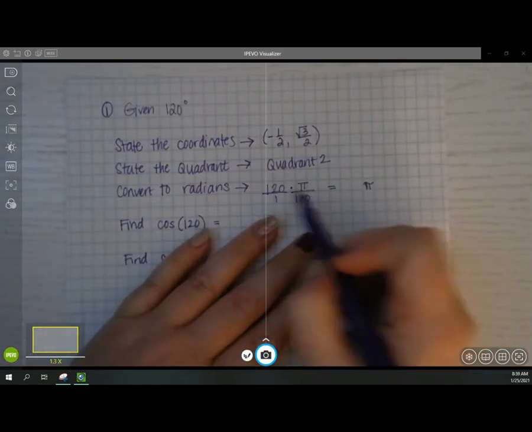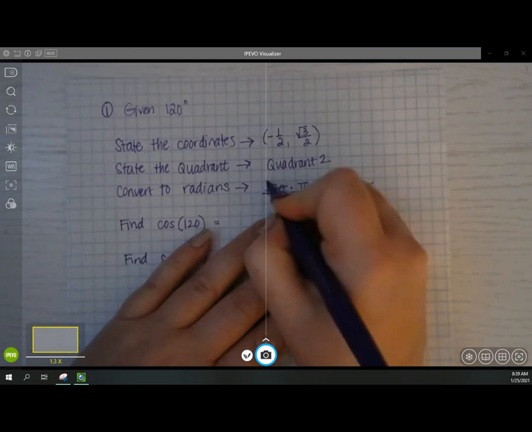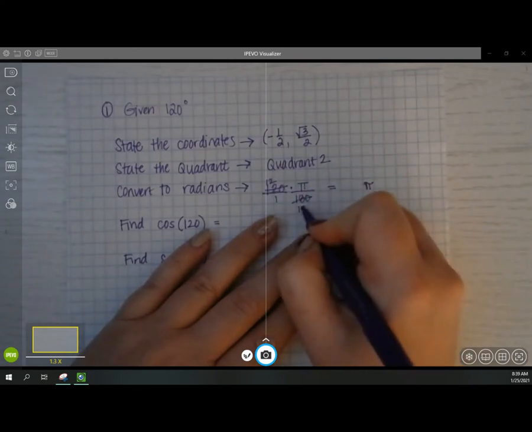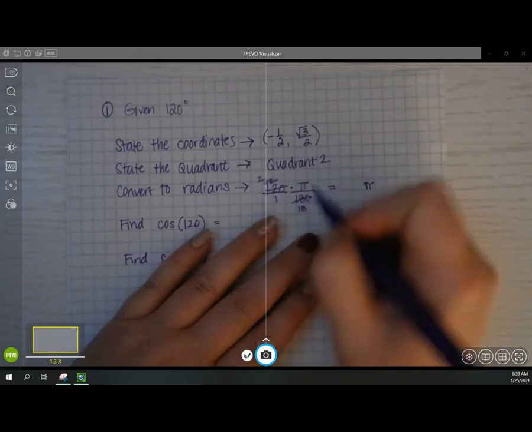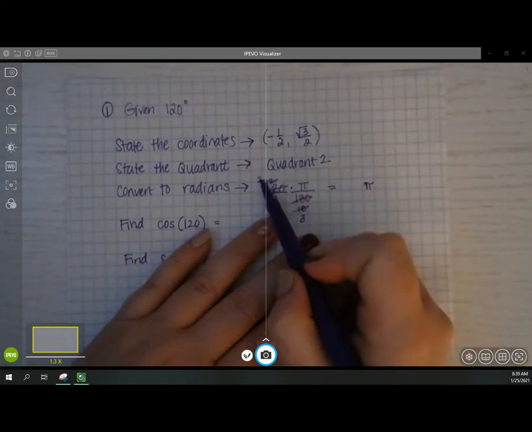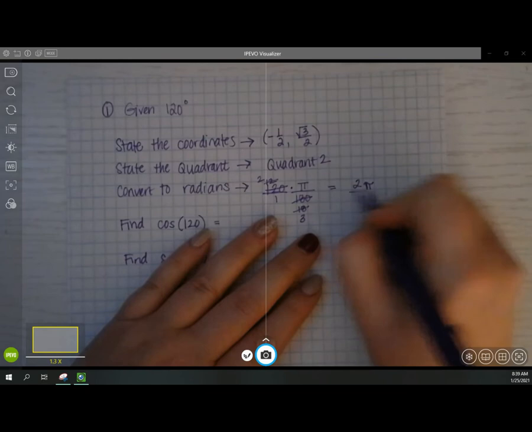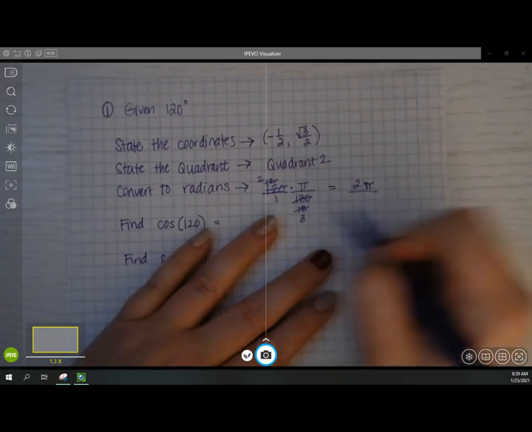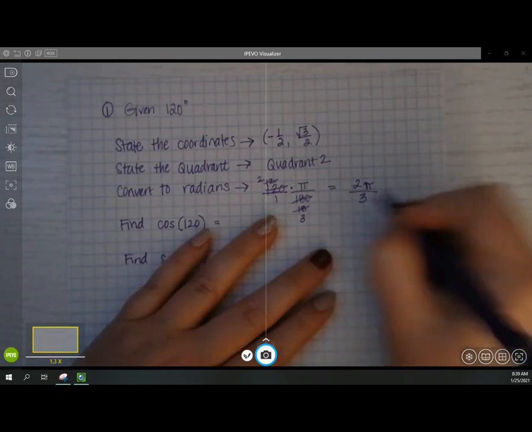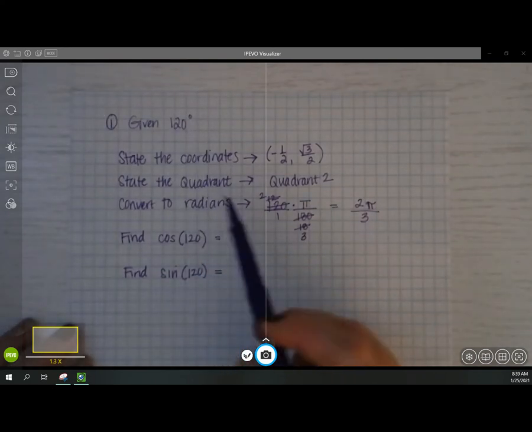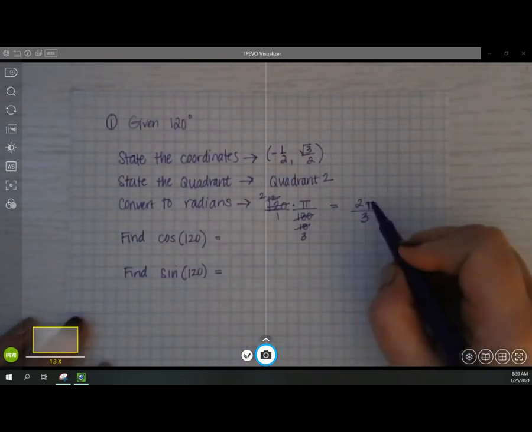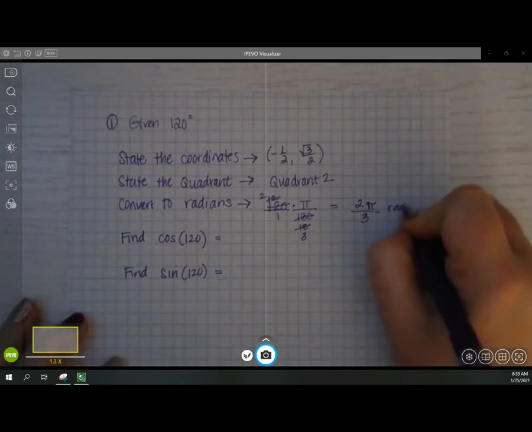120 and 180 are both divisible by 10. This gives me 12 and 18. 12 and 18 are both divisible by 6. This gives me 2 and 3. I have 2 pi left up on the numerator and 1 times 3 left on the denominator, which gives me 3. If I were to convert 120 degrees into radians, I would say 2 pi over 3 radians.